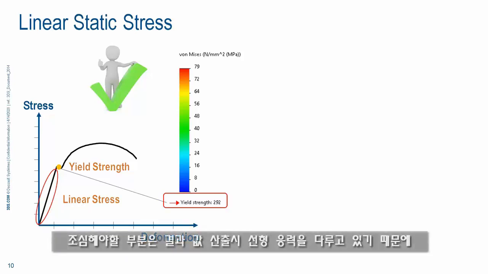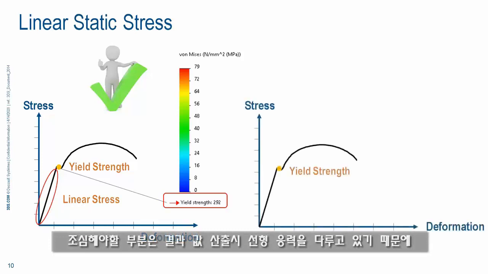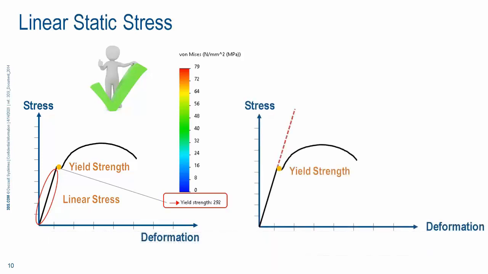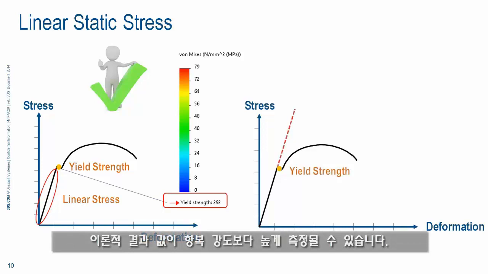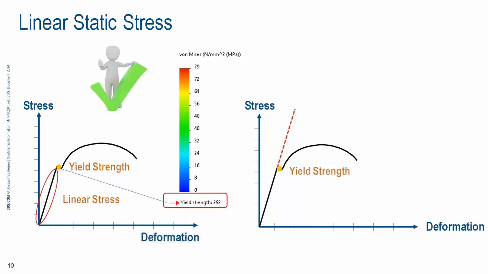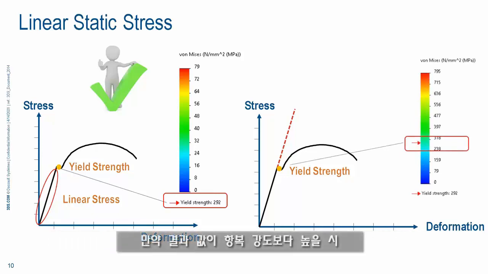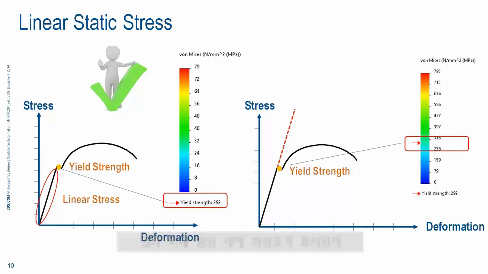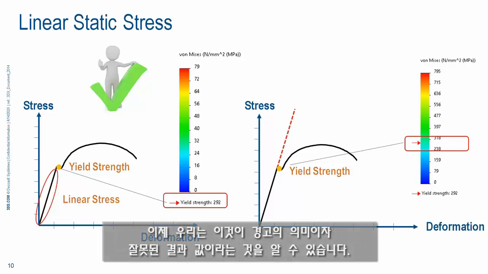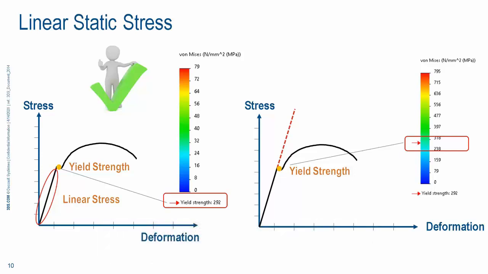So something to look out for is when we have a result, we can actually get a theoretical result that is above the yield strength, because we are working with the linear stress here. And if we have a result that is above the yield strength, you will see that in the result here on the material that we have passed the yield strength point. And this is a big red flag, because now we are pretty sure that the results are not correct.